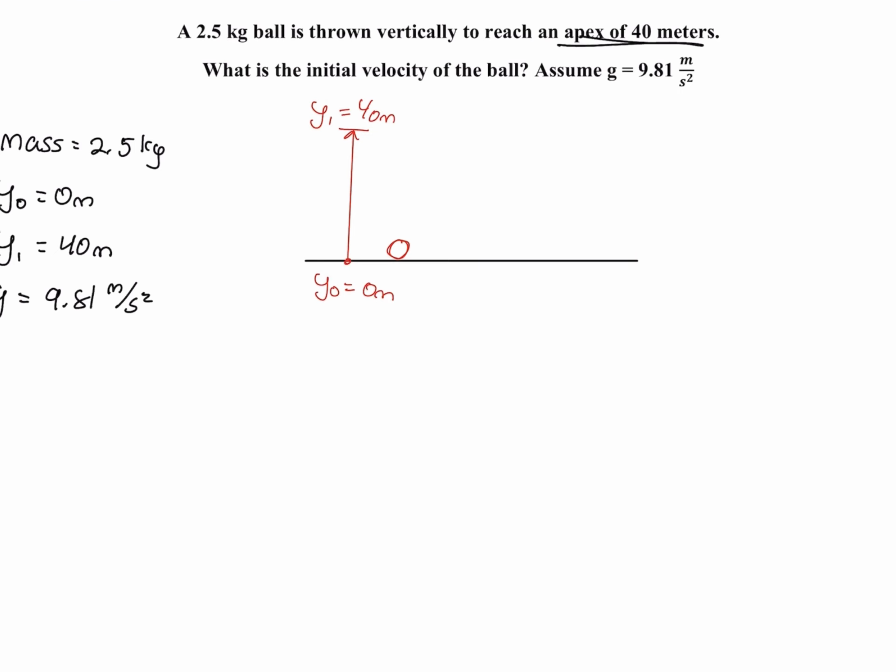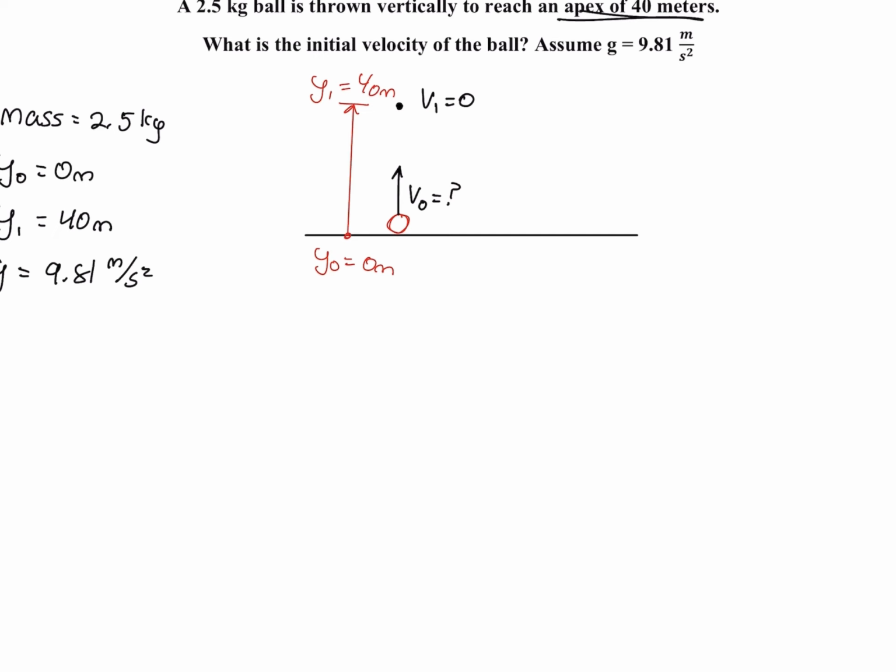Starts from the ground. So we also know that the ball is going up at some unknown velocity. So let's call this v0 equals question mark because we're solving for that. And we know that at the apex of the ball's travel, v1 equals 0 because the ball is not moving upwards anymore at that point. It's the maximum height the ball can reach.